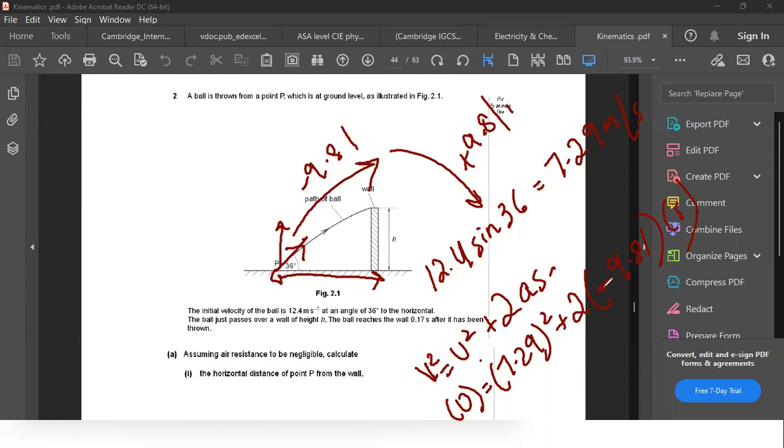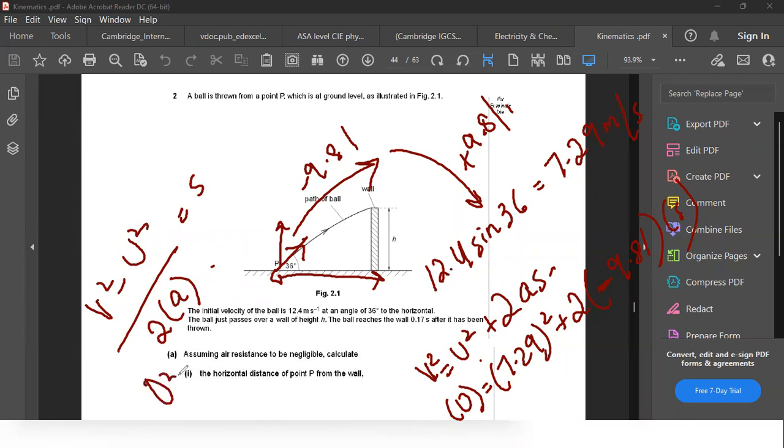Mhm. I'm still getting the same answer. I'm still getting 2.7 if I'm using negative 9.8. You said you're using v squared minus u squared divided by 2a. This is what you're doing, right? Is that incorrect?